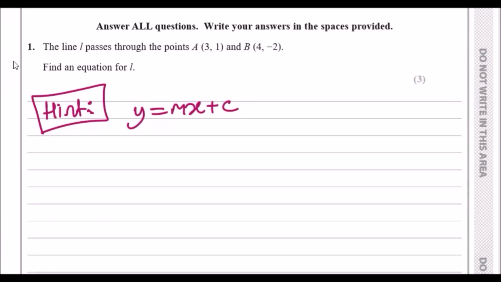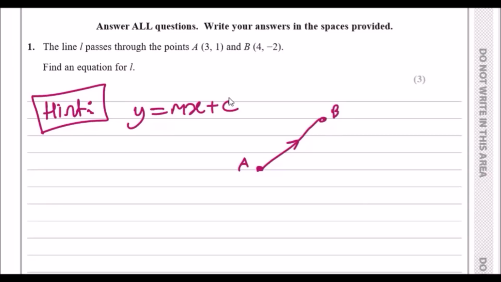So number 1, the line L passes through the points A and B with given coordinates. Find an equation for the line L. Okay, so I put a nice little hint there which says y equals mx plus c. Now when you have a straight line equation cutting through 2 points, always visualize the 2 points, like A and B, and then just draw a line connecting them. That's how I do it. Now when you want to use y equals mx plus c, all we need is the gradient m.